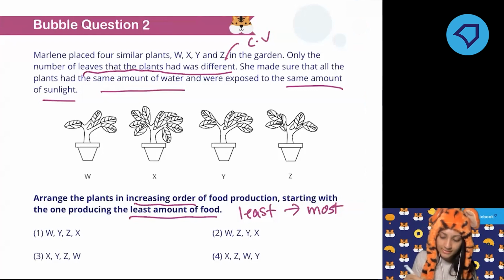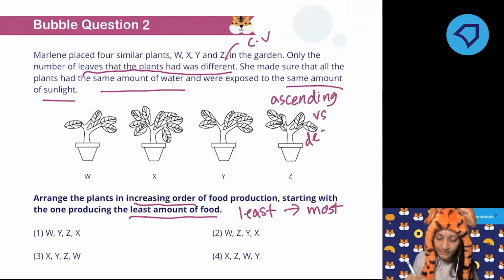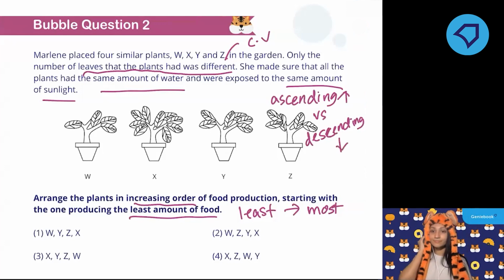Sometimes in exams, they will use the word ascending. Ascending means increasing versus descending. So this is increase, this is decrease. I think they use these terms in math too, right? So let's see. The answer is number 2. W, Z, Y, X.